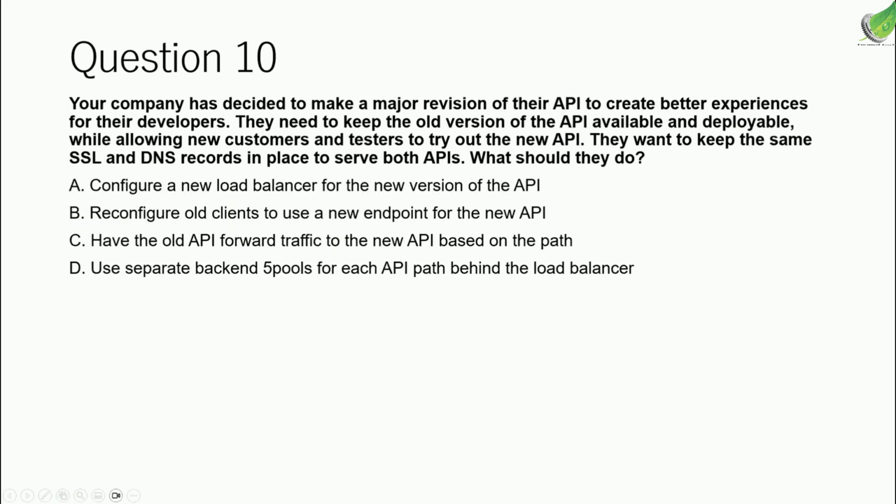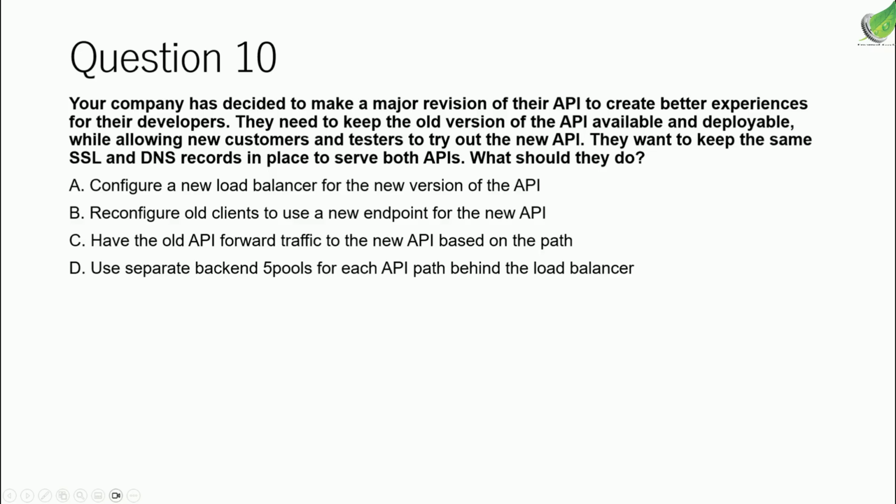Question 10. Your company has decided to make a major revision of their API in order to create better experiences for their developers. They need to keep the old version of the API available and deployable, while allowing new customers and testers to try out the new API. They want to keep the same SSL and DNS records in place to serve both APIs. What should they do? A.